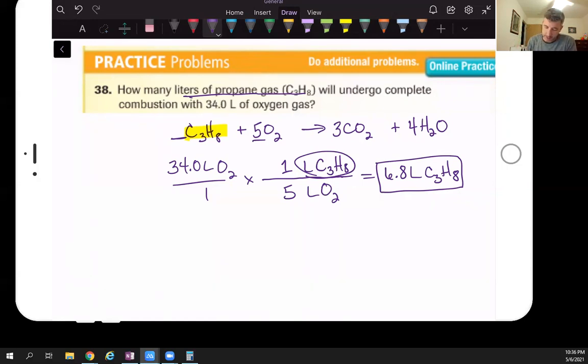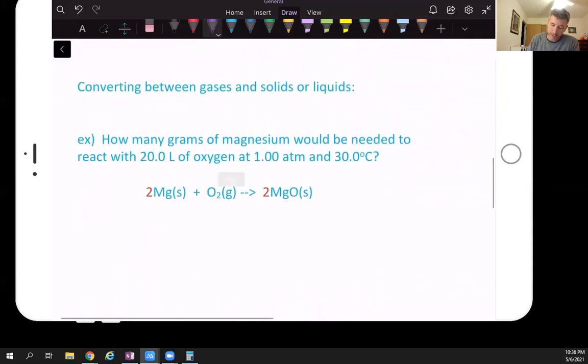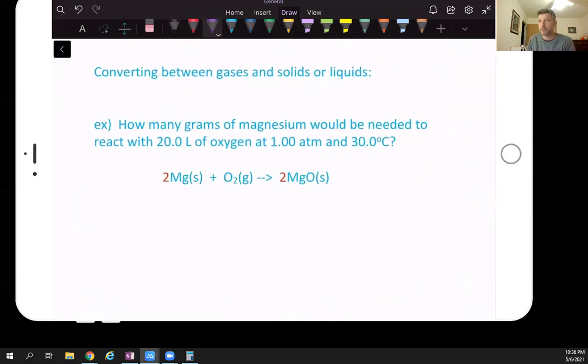All right, so let's take a look. What if, and of course you need to write this down, this is your notes, what if we are instead dealing with something that's a solid or a liquid? So pause the video, write down the example question and everything, and we'll work through it. How many grams of magnesium would be needed to react with 20 liters of oxygen at 1 atmosphere and 30 degrees Celsius? So this is a little different because I'm talking about magnesium, which is a solid.